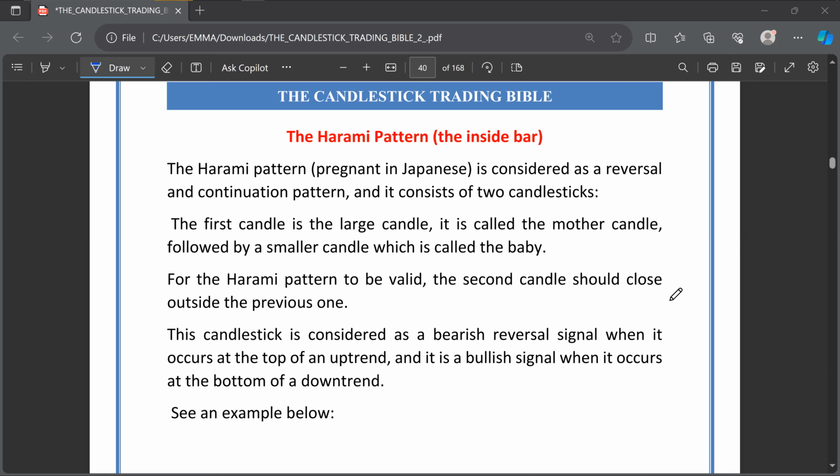So we are on the topic: mastering your candlestick patterns. We have come a long way. Thank you very much for sticking with us. Now this episode is going to focus on the Harami pattern. This is episode 8.